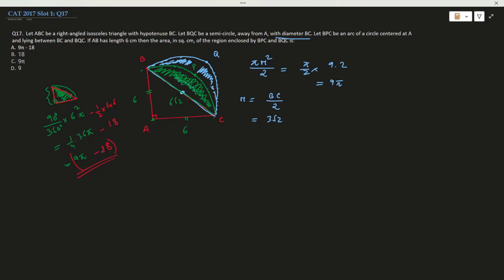I have to subtract this from the area of the semicircle, and the area of the semicircle is 9 pi. So 9 pi minus 18. So the correct answer will be option B. Alright guys, let's move on to the third question.